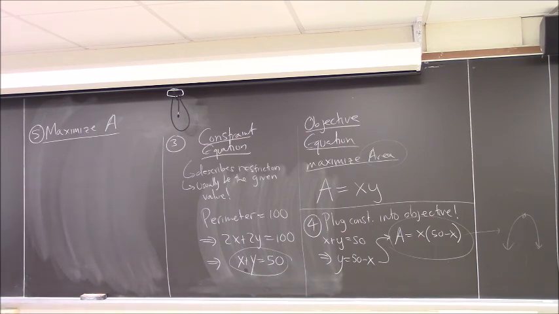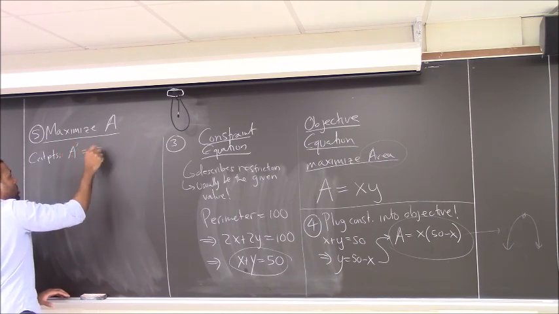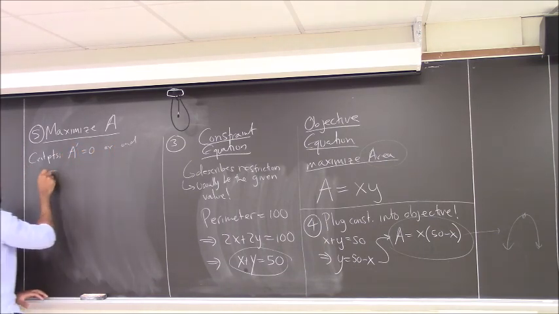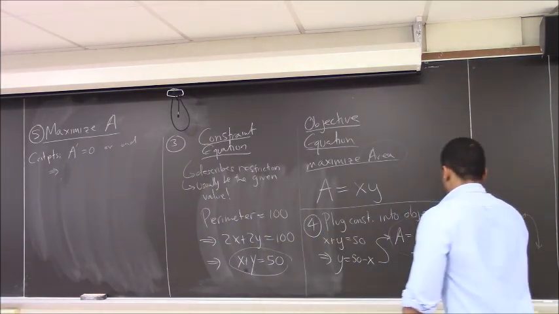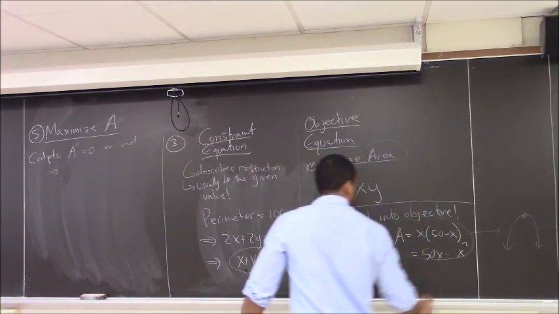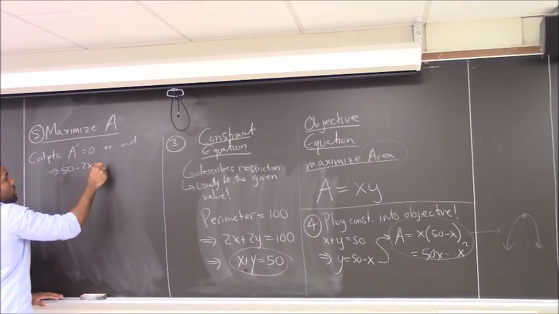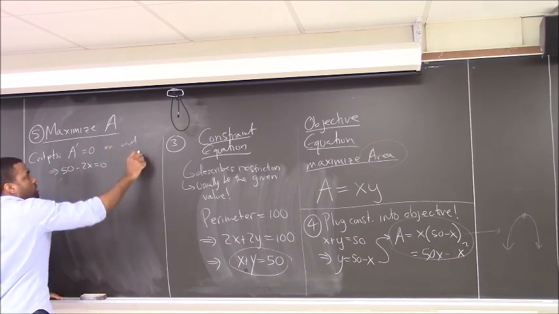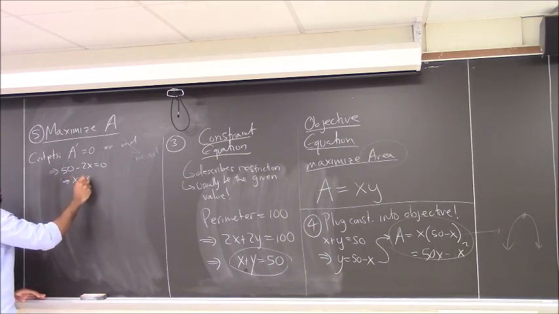So we learned how to find maximum points. What we're going to do is find critical points. So this means we're going to find A prime equals 0 or undefined. This means, what's the derivative of this guy? I can write it as 50x minus x squared. So it's going to be 50 minus 2x equals 0. It's never undefined. So this would give me my x is 25.